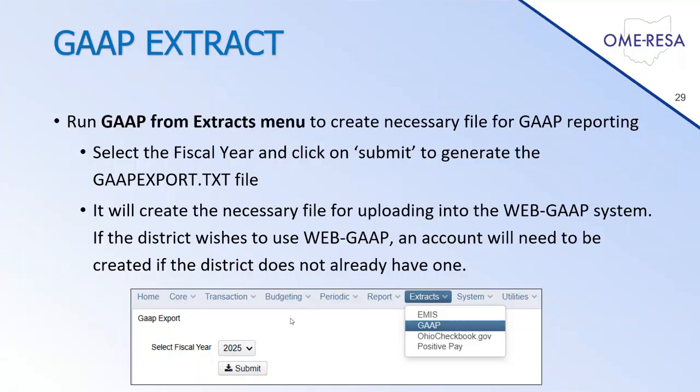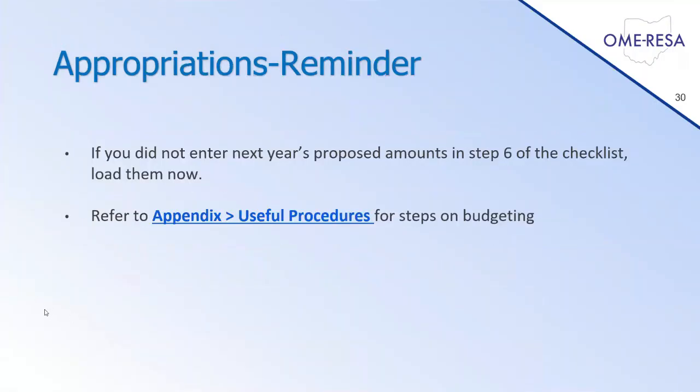This is for your GAAP extracts. You go to extract GAAP, and it will create the necessary file for uploading to WebGAAP, if you use WebGAAP. If you do not enter next year's proposed amount, and we're showing you step 6 of the checklist, now's the real time to load them. And then obviously there's a link for how to do it.